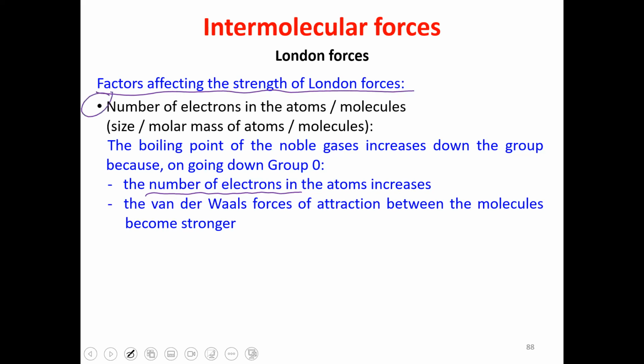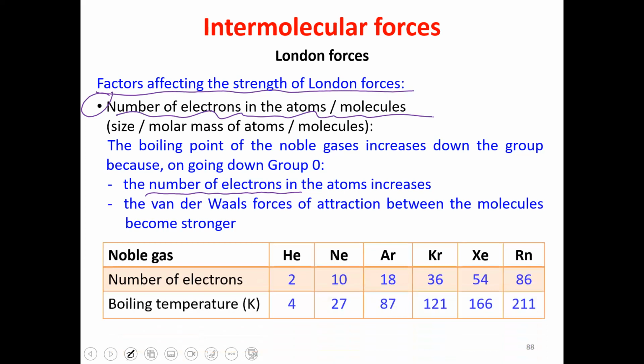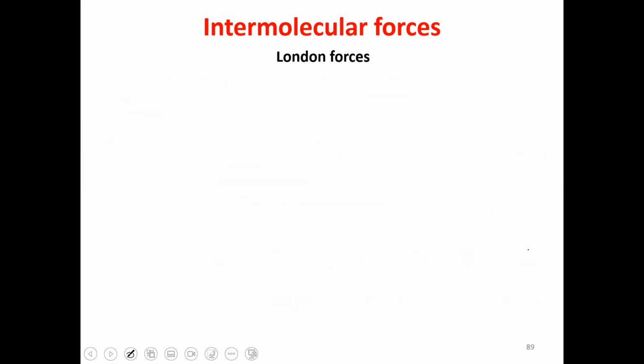The first factor is the number of electrons in the atoms. Noble gases, number of electrons. Look at the boiling temperature. When you go down group 0, group 8, you will see the boiling point is increasing. Remember that intermolecular forces always control physical properties, like melting point, boiling point, and solubility.